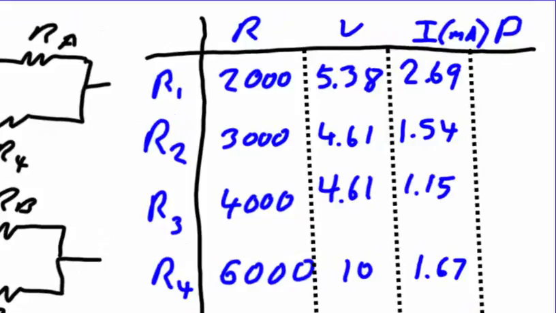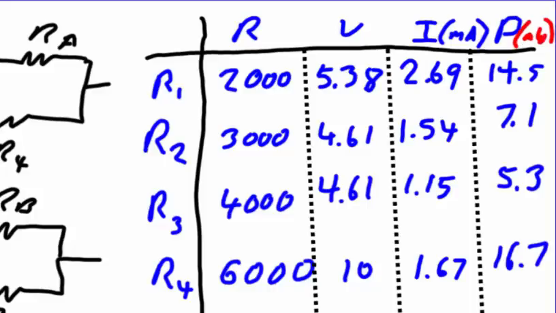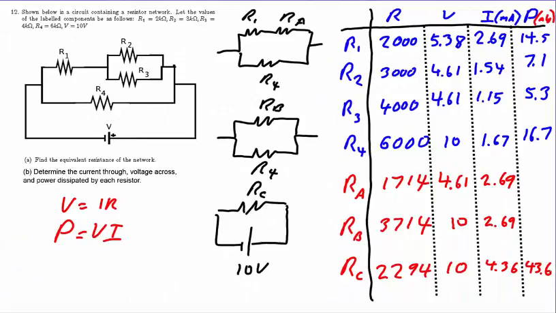For compactness, since we are multiplying volts by milliamps, our results will be in milliwatts. And so, for the 4 physical resistors, we have 14.5, 7.1, 5.3, and 16.7 milliwatts. And just for fun, calculating the power in resistor RC, we get 43.6, which indeed is consistent with the sum of the 4 physical resistors.